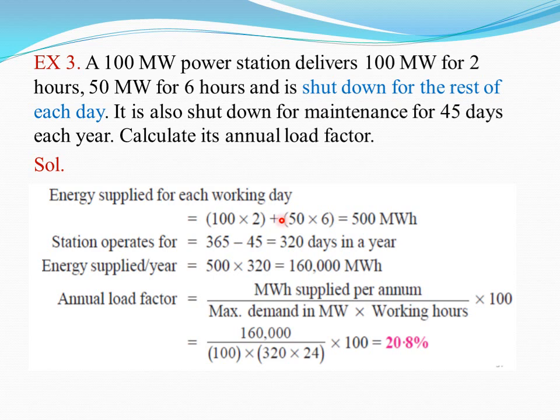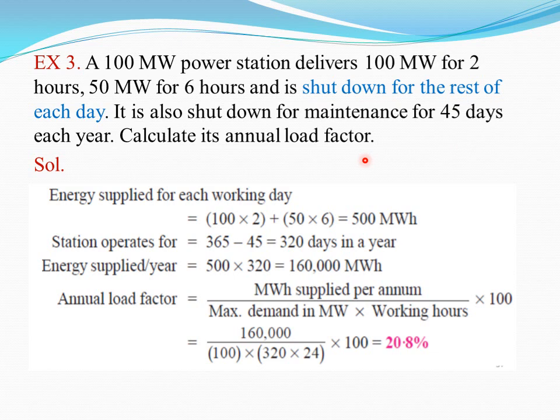If you see in this problem, they have asked you to find the annual load factor. In the question they have given that the station works for 100 megawatt for 2 hours and 50 megawatt for 6 hours, and the remaining period is the rest period. So out of 24 hours, the station is working for only 2 plus 6, 8 hours. And it is given as 45 days of maintenance. So totally we have 365 days, and out of that 45 days of maintenance. We have to remove these 45 days while calculating.